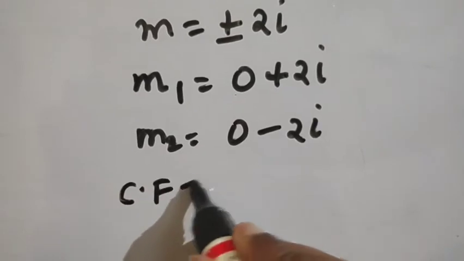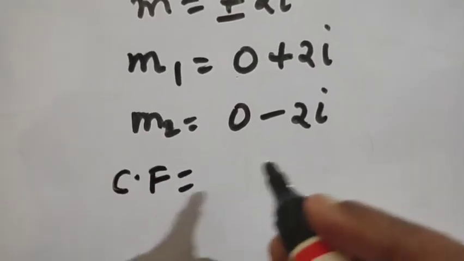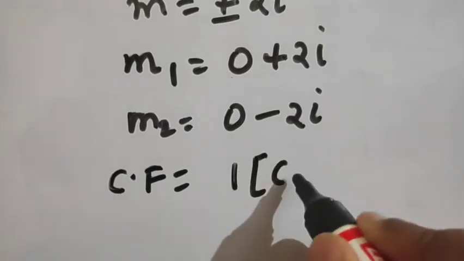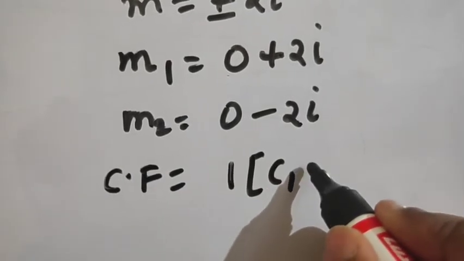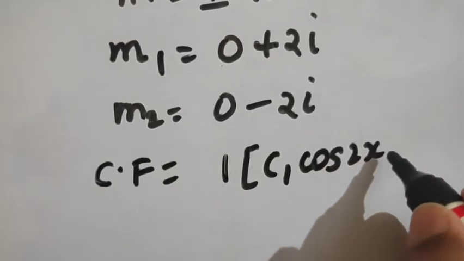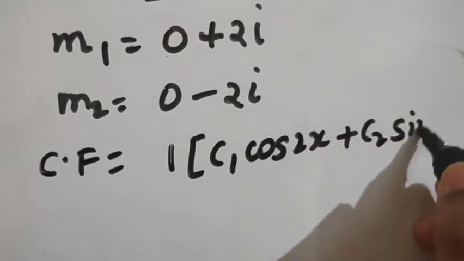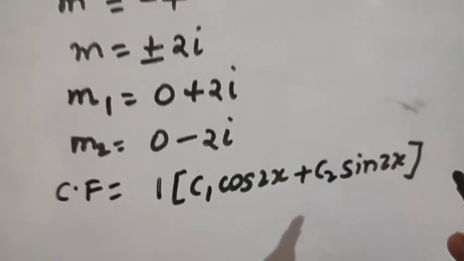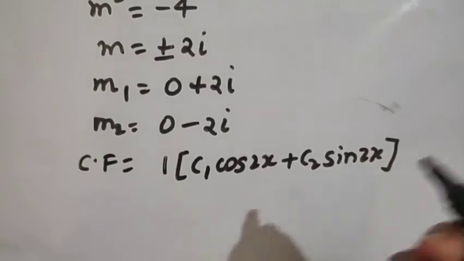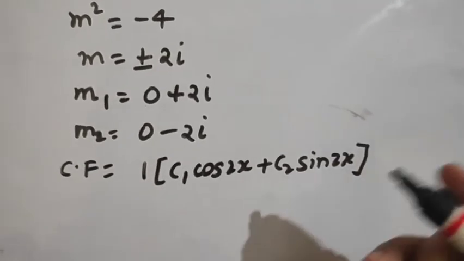This gives my complementary function as e^(0x), which is 1, times c1 cos bx, so cos 2x, plus c2 sin 2x. This becomes my complementary function in this particular case. Now, finding the particular integral.